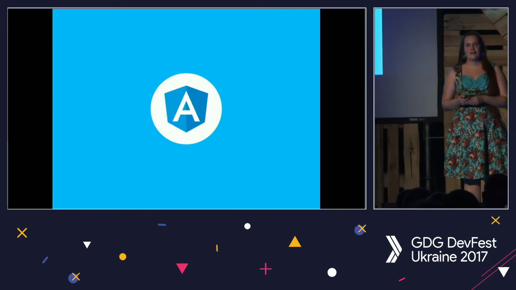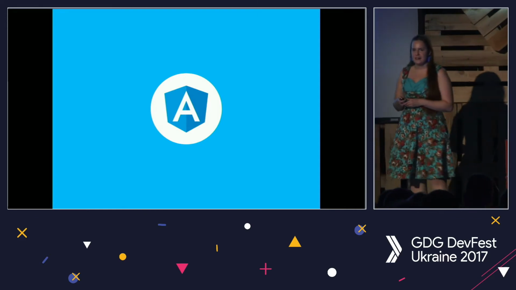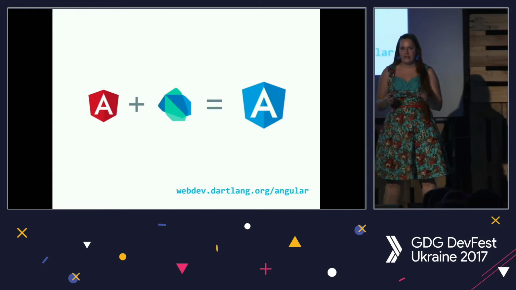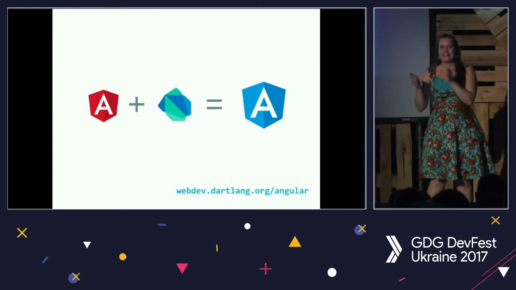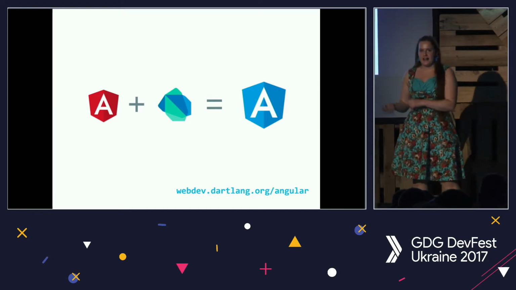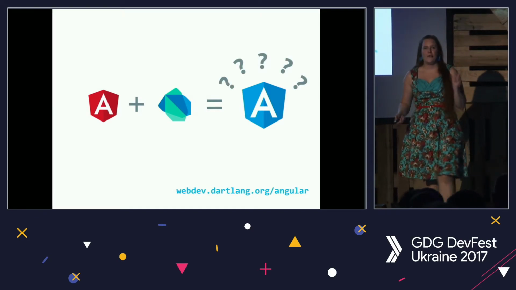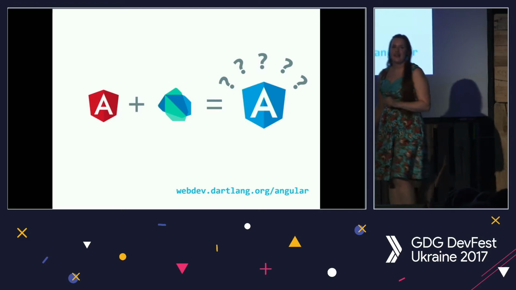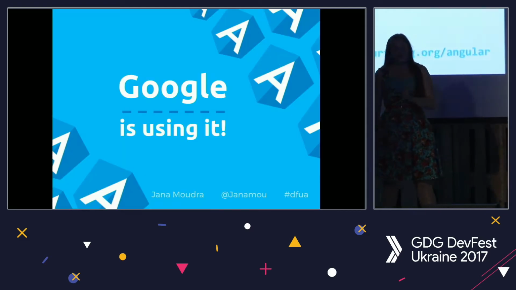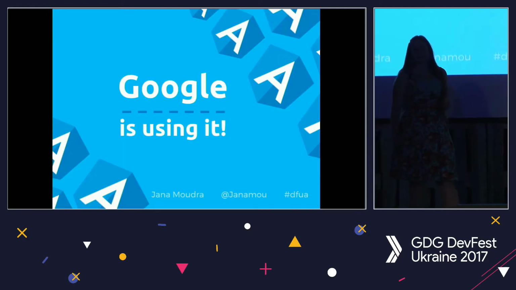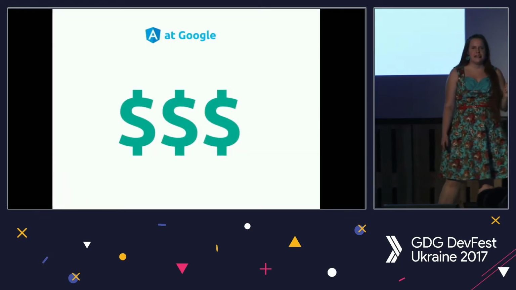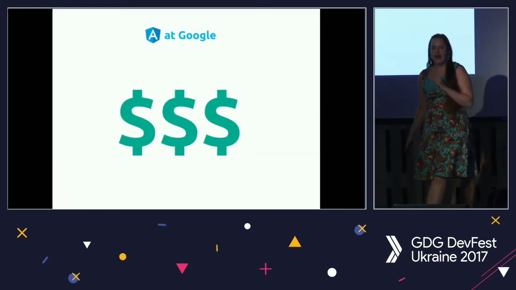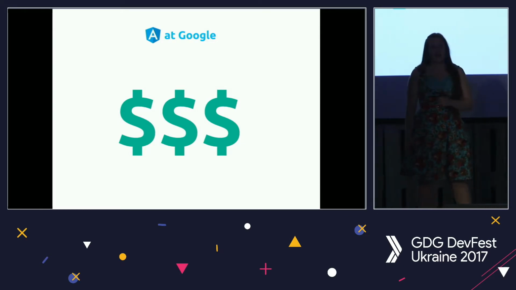Okay, let's talk about Angular with Dart. This is the blue Angular. AngularDart, as you could expect, is Angular plus Dart. That's AngularDart. But why should you care about some blue Angular? Well, you should, because Google is using it. They are very much using it, and there are billions of dollars going through apps written in AngularDart every year.